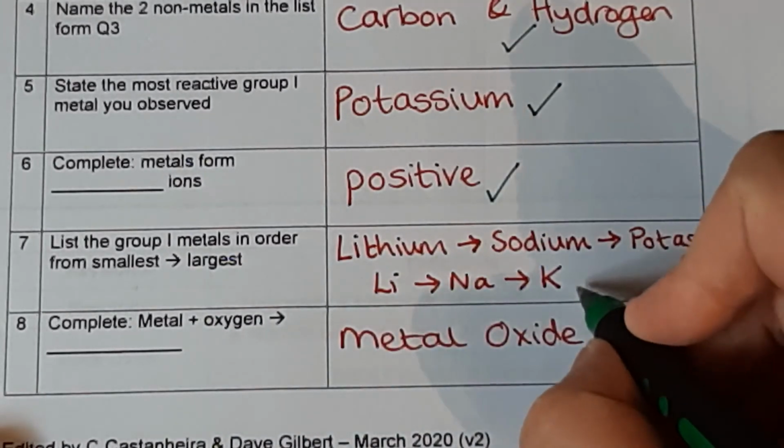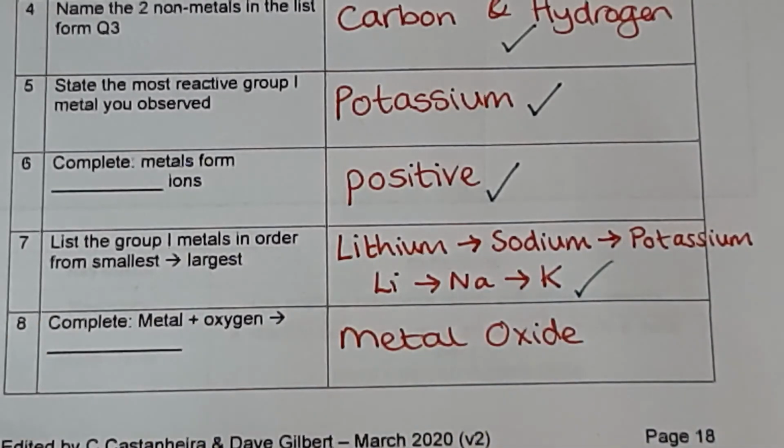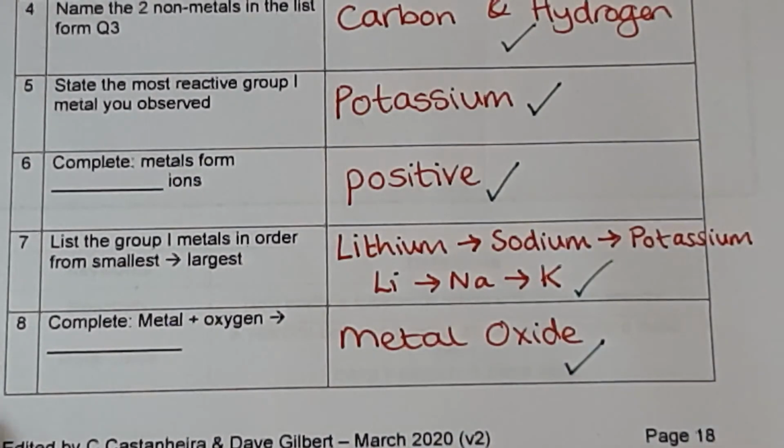That's them in symbol form. So as long as you've got those 3 in order, either in words or in symbols, you get the mark. And question 8, complete: metal plus oxygen turns into metal oxide. So that is out of 8.